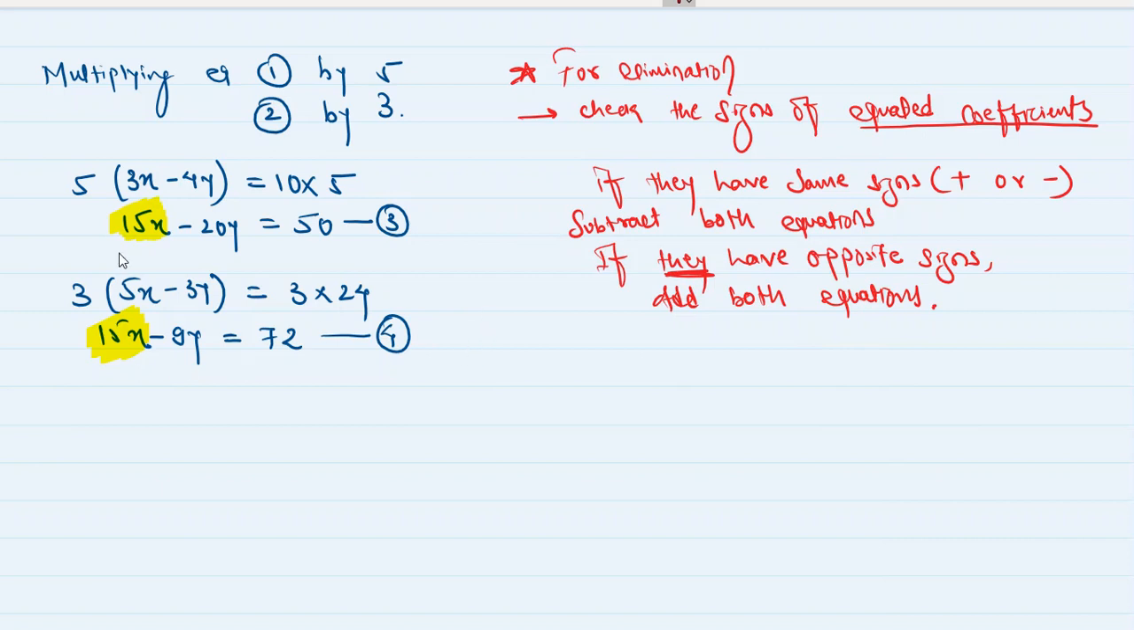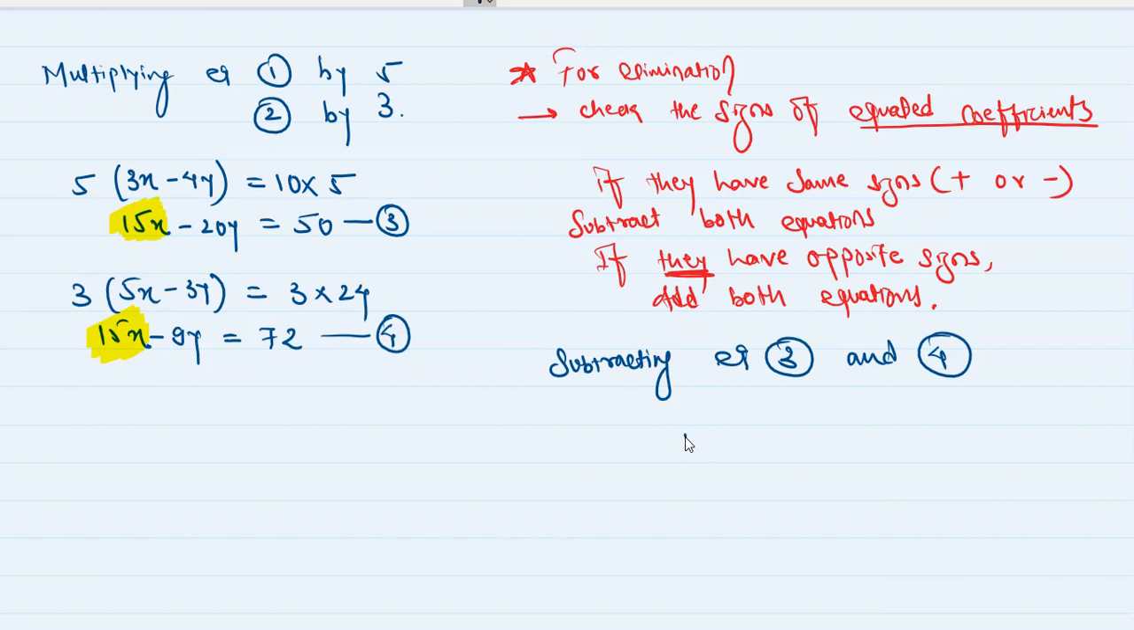So now we know that these two terms, they both have got plus signs. So we have to subtract both the equations. So the next statement would be subtracting equations 3 and 4. Please notice that I'm not writing subtracting equation 3 from 4 or 4 from 3, because it does not matter which equation you subtract from which equation. You just have to subtract, and I'll show you how.